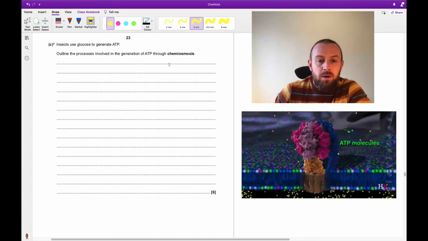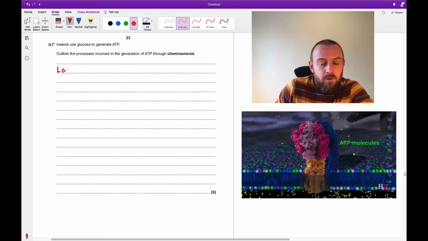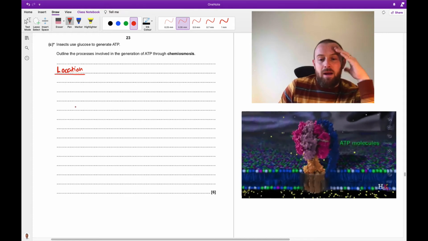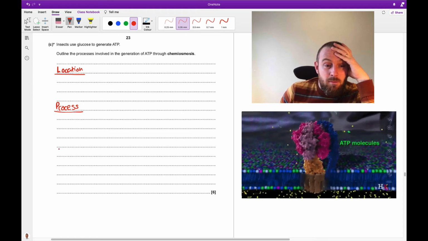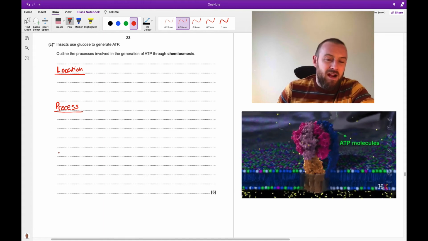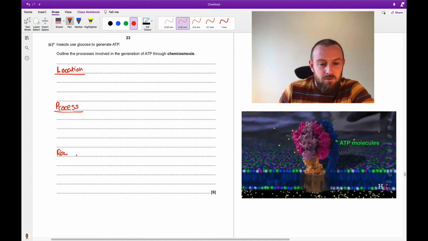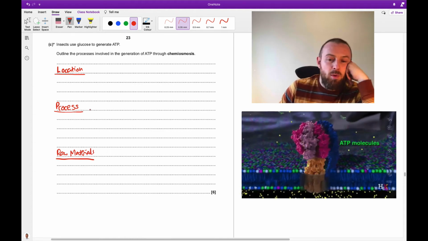So I think when we're planning this question, we should think about a couple of things. We should think about the location of the process. We should think about the actual process, which is probably going to be the bulk of the marks. And I guess we should also think about maybe the raw materials, the reactants and products. Okay, 6 marks. I want to have a couple of points under each thing.